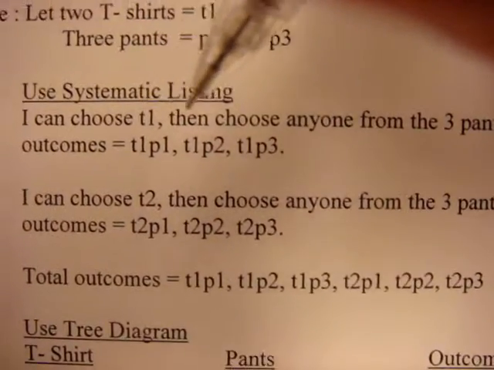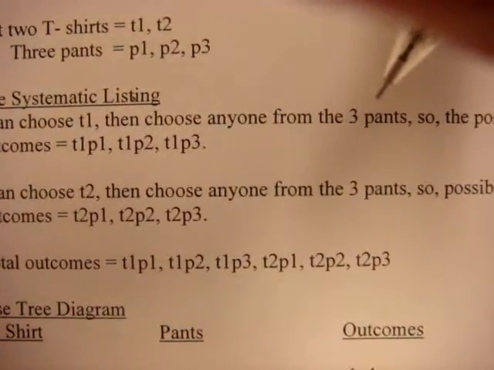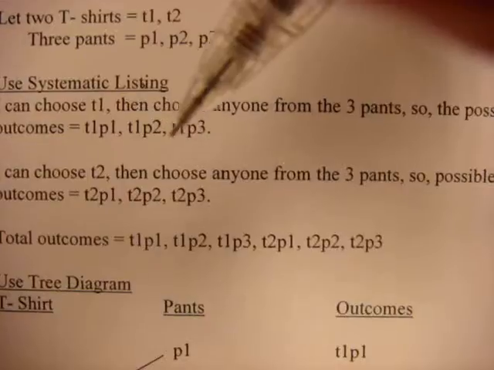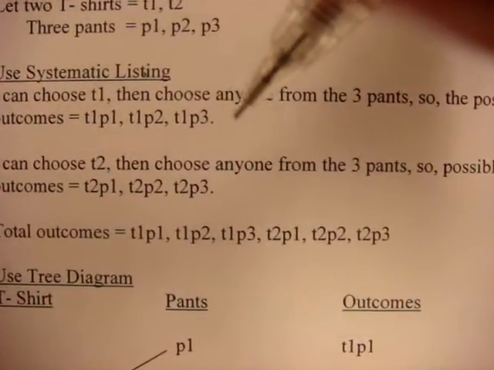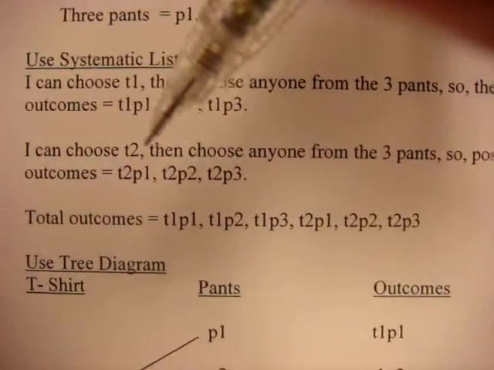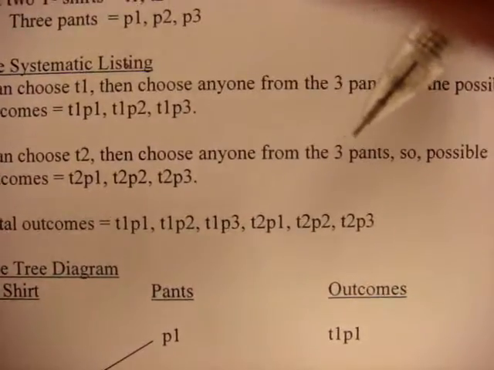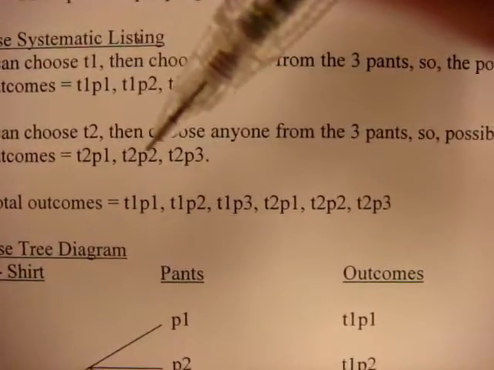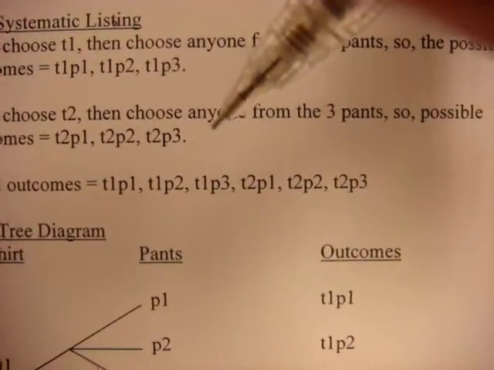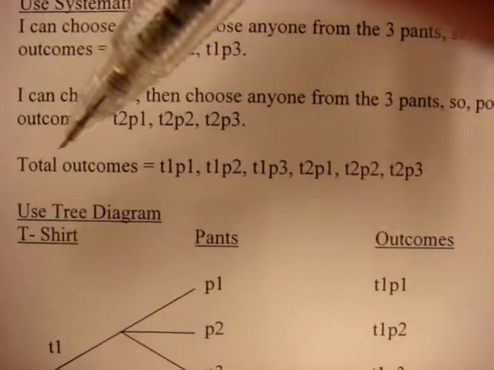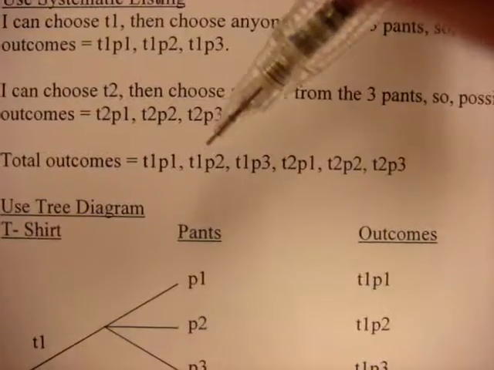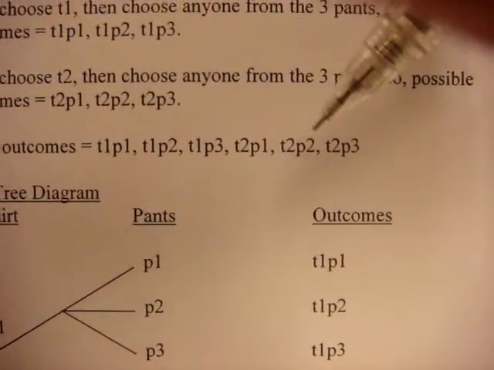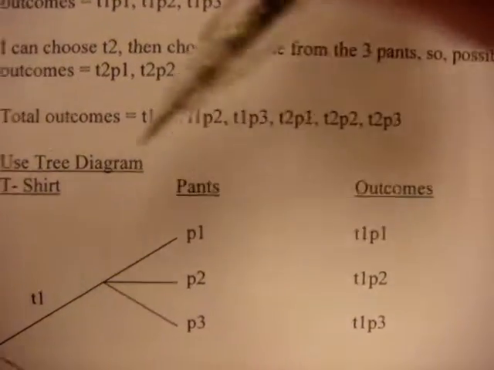I can choose T1, then choose any one from the 3 pants. So the possible outcomes are T1 P1, T1 P2, T1 P3. I also can choose T2, then choose any one from the 3 pants. So the possible outcomes are T2 P1, T2 P2, T2 P3. So the total outcomes are T1 P1, T1 P2, T1 P3, T2 P1, T2 P2, T2 P3.